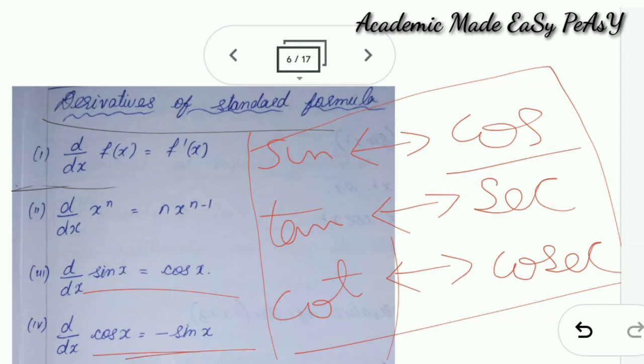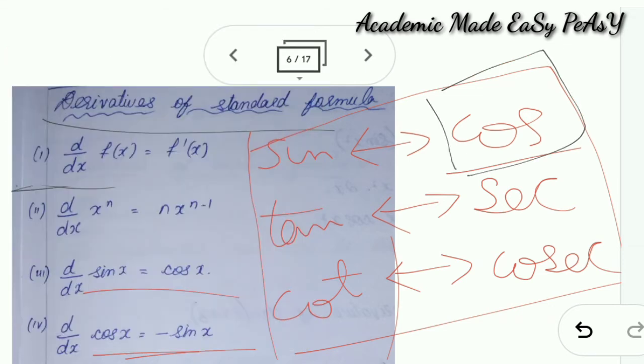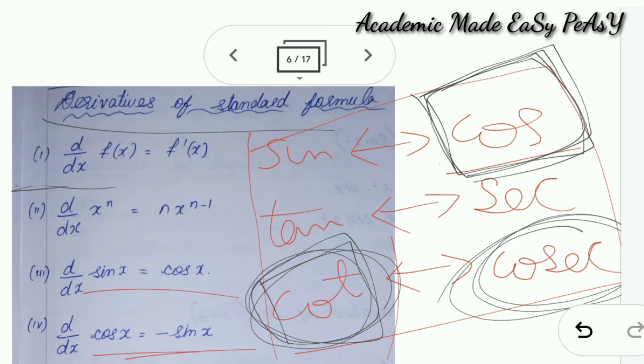And one more trick you can have. For the trigonometric functions starting with C alone, cos, cot, and cosec, these three start with C. Whatever function starts with C, the derivative of that function will always be minus. If you want, in the upcoming slides you can just view it.